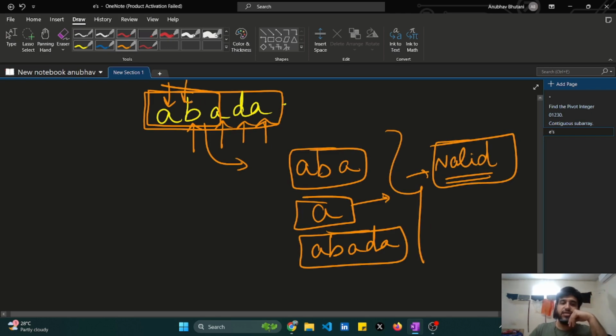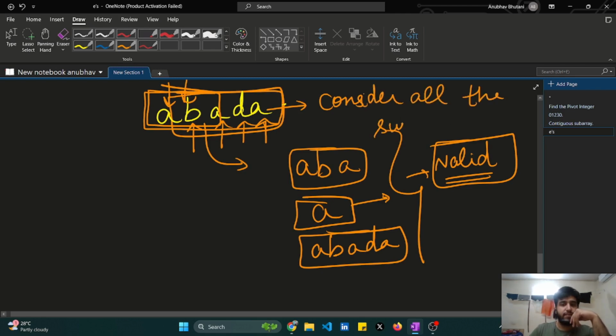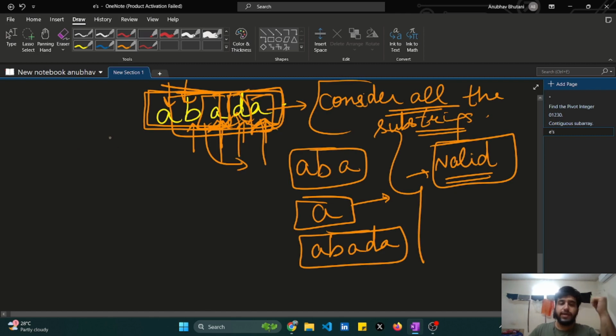Similarly, I can start at B and I can consider all the substrings starting at B. I can consider all the substrings starting at A. I can consider all the substrings starting at D. And then A. Okay, so this can give me the overall answer.